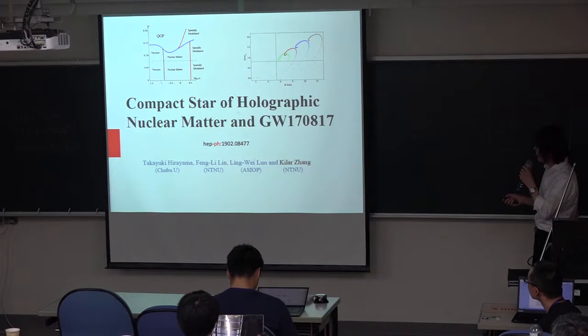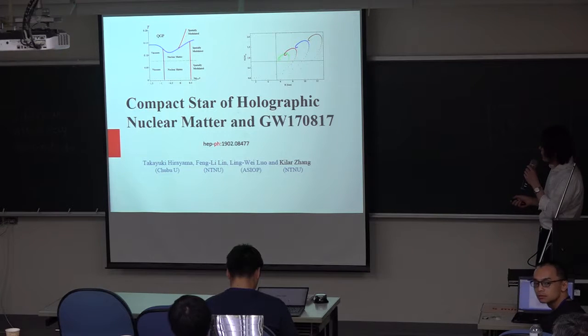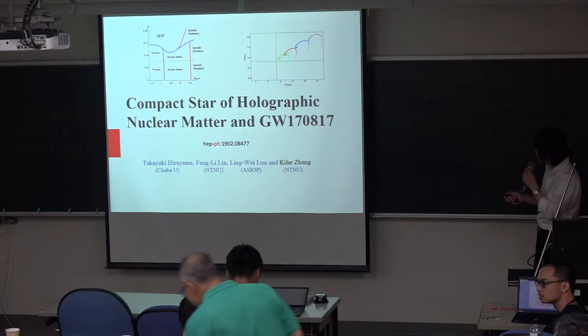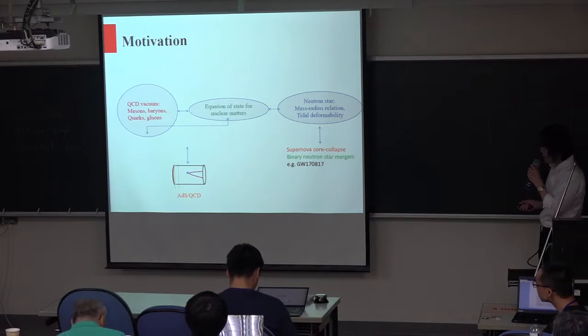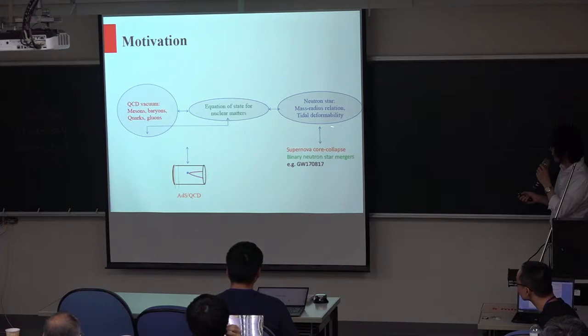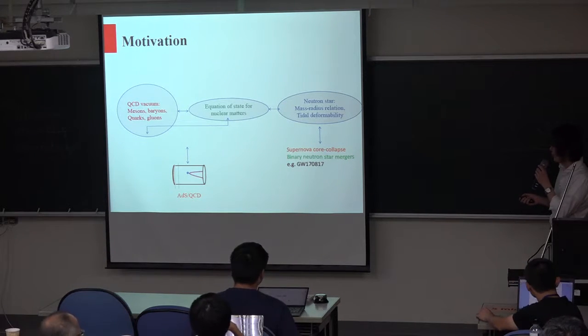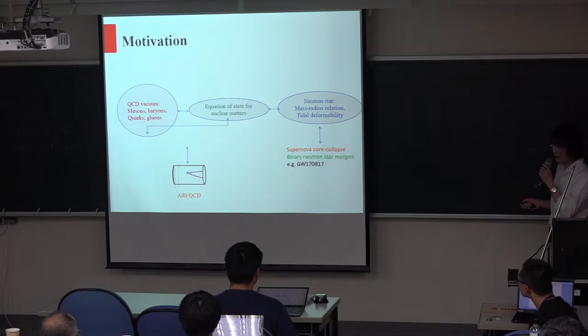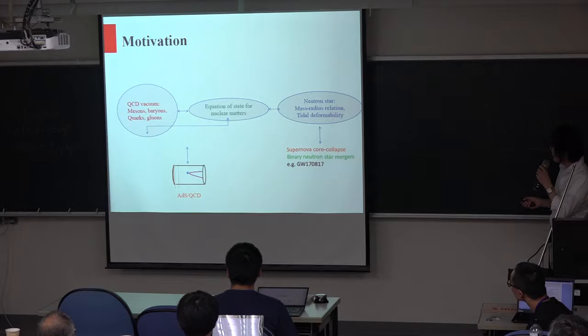and this is our attempt to use the equation of state to compare with the GW170817 event, a neutron star merger. So the basic idea is that the equation of state could determine the mass-radius relation and also the tidal deformability of neutron stars and other compact stars. And those could also be found from astronomical observations like binary neutron star mergers or supernova collapse.